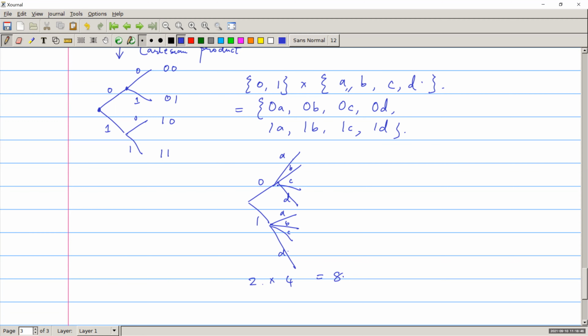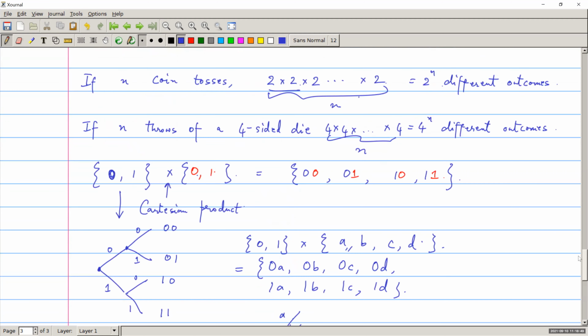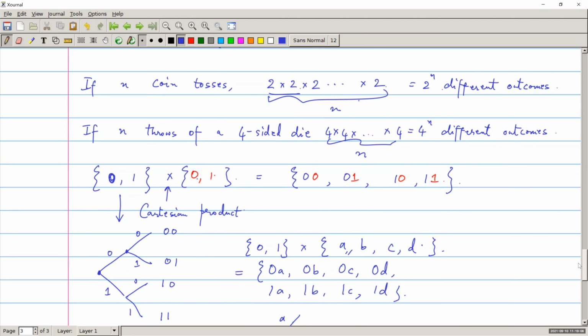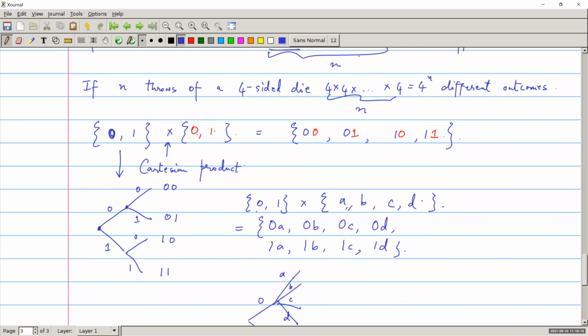Okay. So when you're looking at all these experiments, and you're doing them in a bunch of steps, the outcome of the first step is a set, the outcome of the second step is a set, the outcome of the third step is another set. When we say something like this, it means that you're doing the experiment in 2 steps. The first step could give you 0 or 1. The second step could give you A, B, C, D.